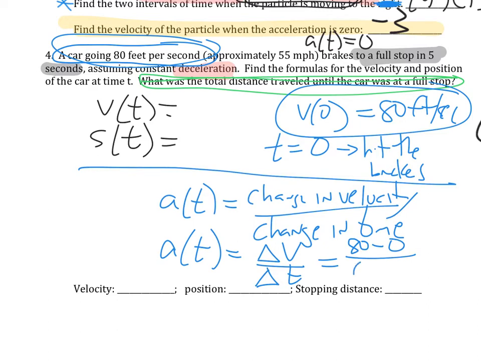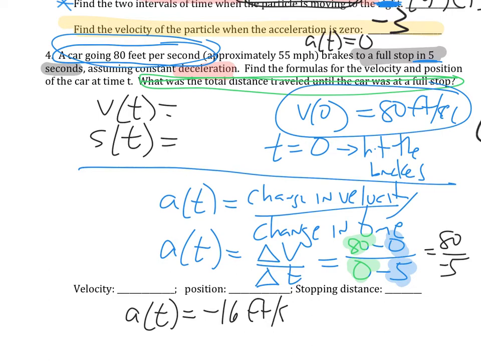Well, when it's going 80, the time is 0. So these two match up. So at time 0, the car is going 80. And then it says the car stops in 5 seconds. So at 5 seconds, the velocity is 0. So here our acceleration is going to be equal to 80 minus 0 over 0 minus 5, or negative 5. So here the acceleration, a of t, is going to be equal to negative 16 feet per second squared.